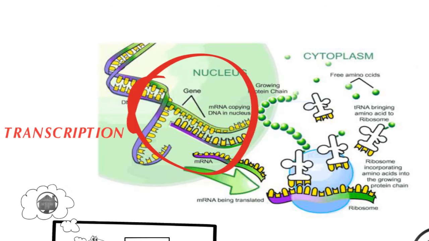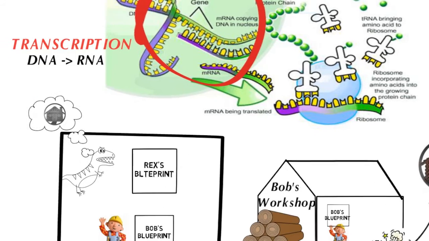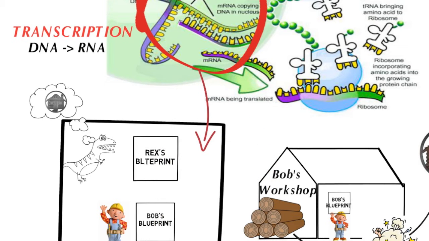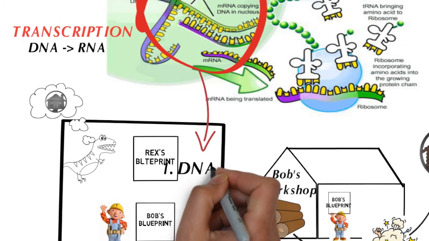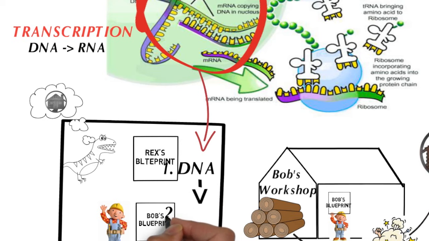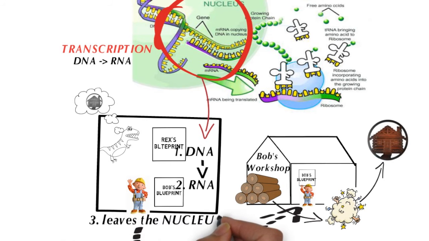Transcription is the first step, and all you are doing is copying the information from DNA into RNA, DNA to RNA. This is just like when we took Rex's copy of the information for building the house, and Bob came over and made a copy. DNA changes to RNA. What do we change? Well, blueprint, T changes to U.